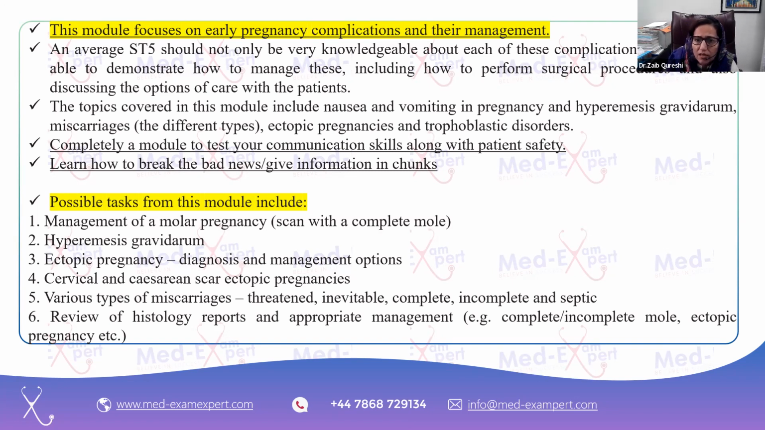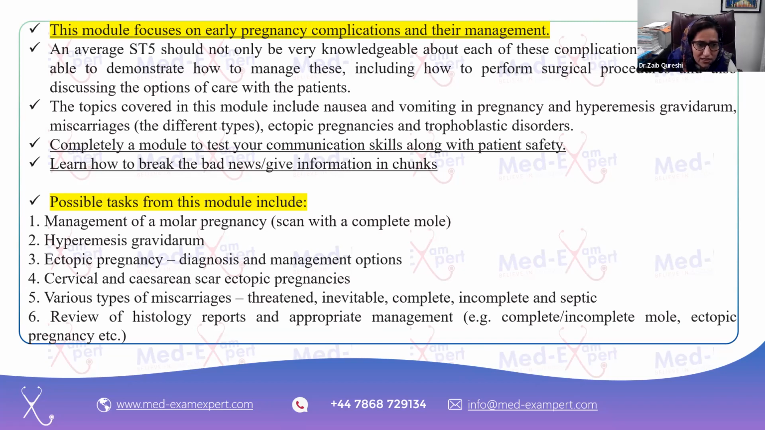So, nausea and vomiting in pregnancy, trophoblastic diseases, molar pregnancy. There can be a patient who has a scan with a complete mole, and then you have to break the bad news. There is a patient who has a scan with an ectopic pregnancy, and then you have to break the bad news. There is a patient who is very worried because this is her precious pregnancy, and then you have to break the news.